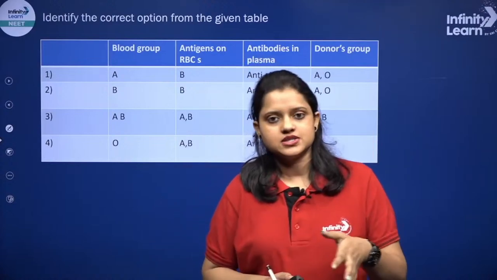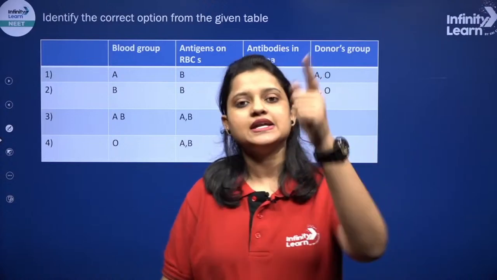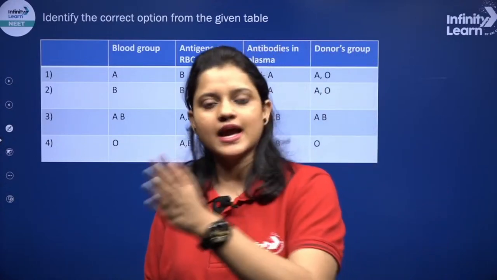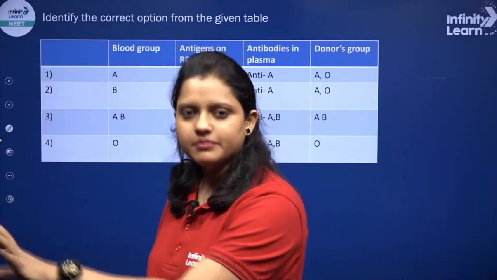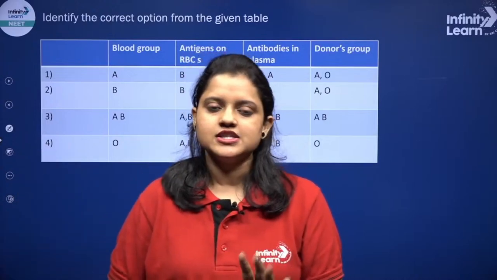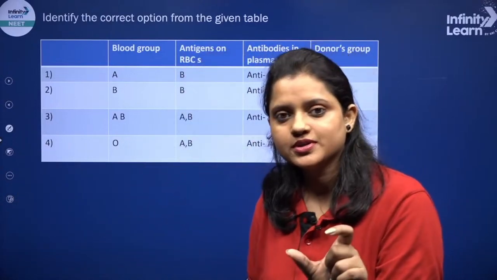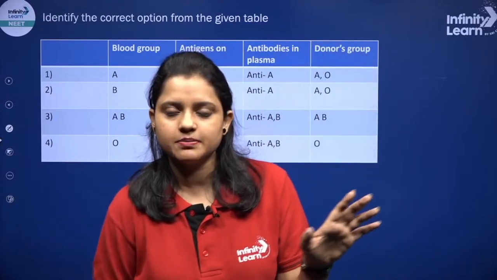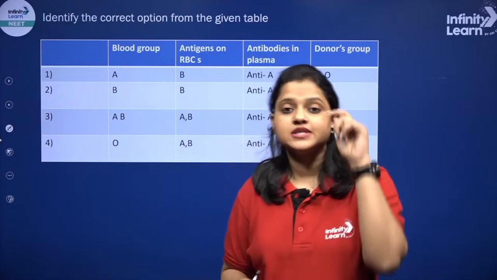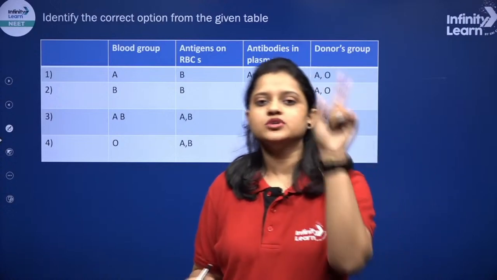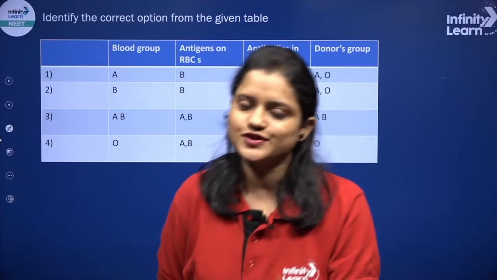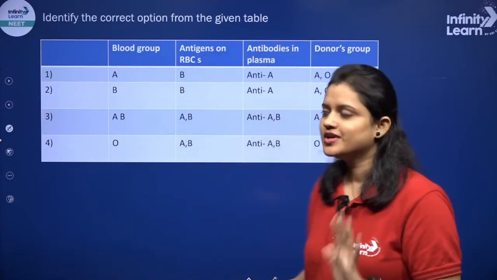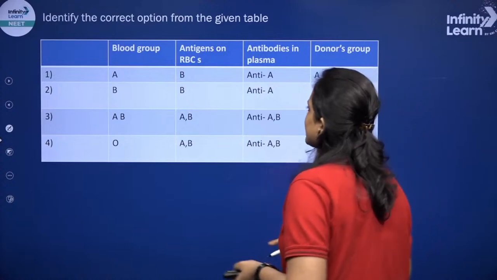Now, that means if a person is having A blood group, the antigen present on the surface of RBC should be A only. And the antibody in the plasma should be beta or B antibodies, right? Similarly, if a person is having O blood group, there will not be any antigen on the RBC and both the antibodies should be there in the plasma. If a person is having AB blood group, then both A and B antigen should be on the surface of RBC and no antibody should be there in the plasma. This we know. So let's figure out what will be the correct option.